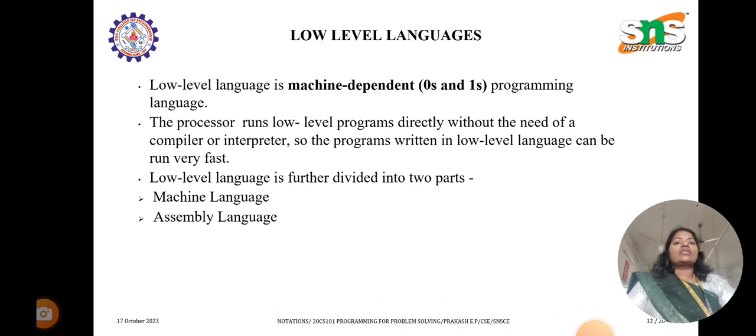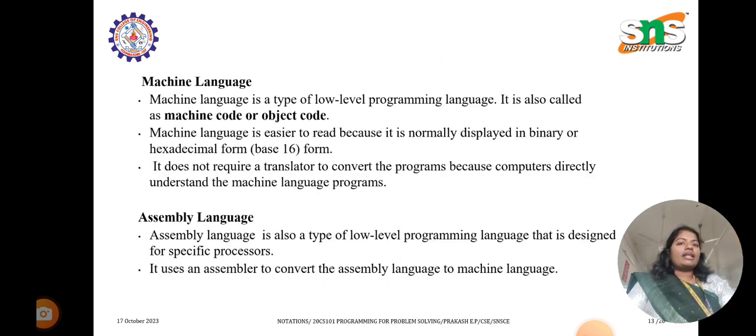Low level languages are machine dependent, zeros and ones programming languages. The processor runs low level language programs directly without the need of a compiler or interpreter, so programs written in low level language can be run very fast. Low level language is further divided into two parts: machine level language and assembly language. Machine level language is also called bytecode. It is a low level programming language.